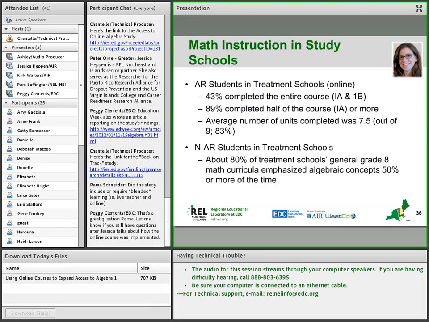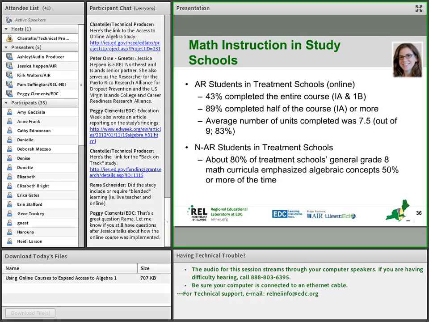So earlier I showed the 9 units of the course. Now I want to give you a sense of what course completion looked like, what we know about the content of the course. Now that we've moved on from what the online teachers did as far as instruction and what the proctors did as far as instruction went, 43% of the Algebra Ready students in treatment schools completed the entire course, all 9 units of Algebra 1A or 1B. Nearly 90% completed more than half the course, Algebra 1A plus some. And the average number of units that was completed was 7.5. So out of 9, that's 83% of the course on average.